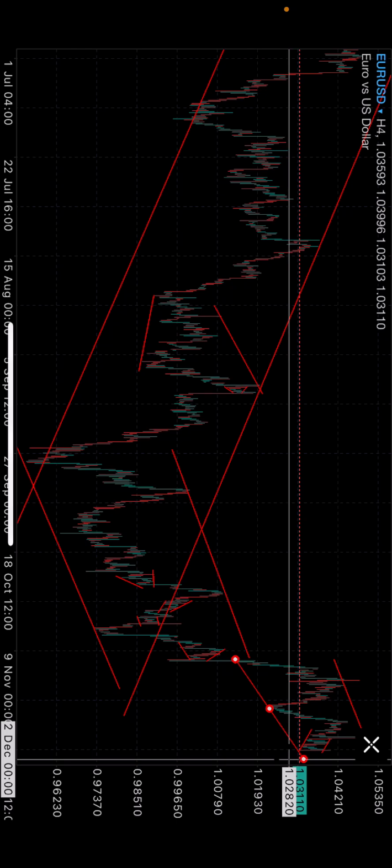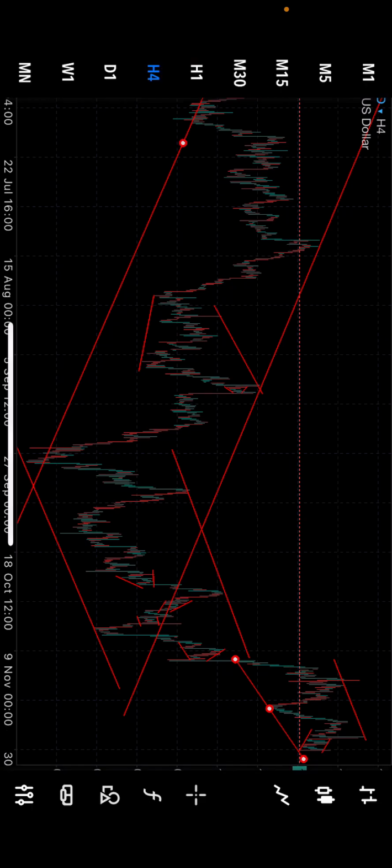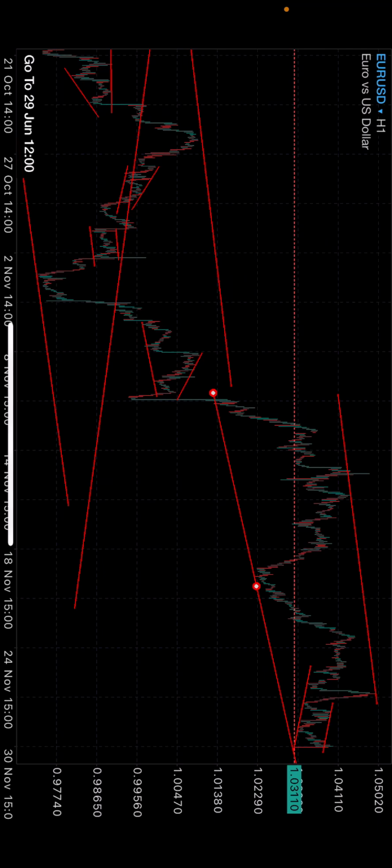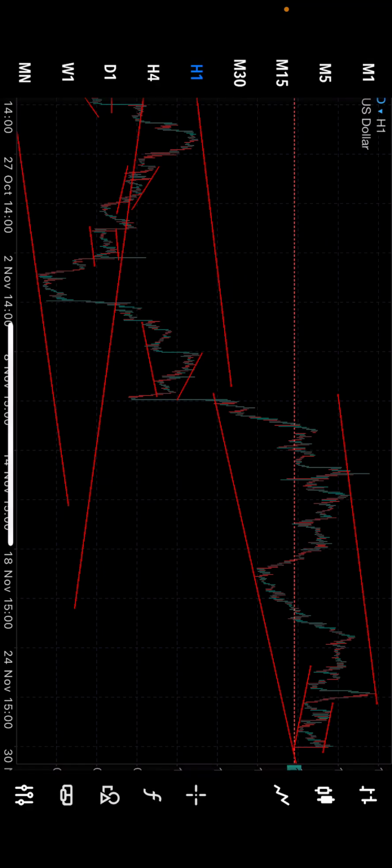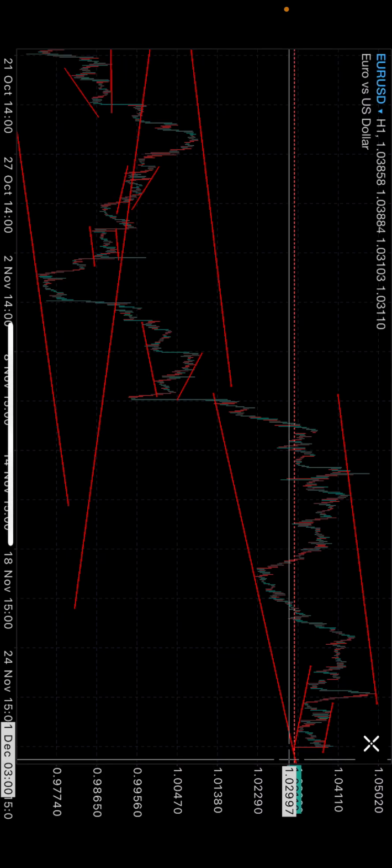Now let's go to the 1 hour and break this. See how I'm breaking my things. I'm moving from the high time frame to the lower time frame. Now I'm at 1 hour. See, at 1 hour the charts, the trend lines are clear.